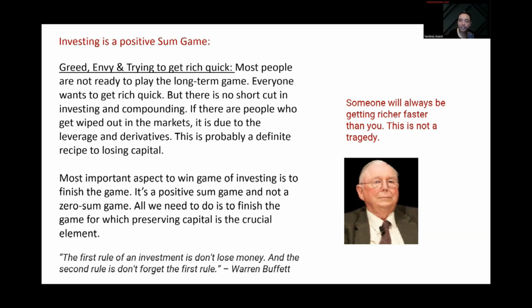Someone will always be getting richer faster than you. This is not a tragedy. We have to keep this in mind. What Charlie Munger said: when we see peers getting rich faster, somebody getting lucky with Bitcoin, with a trade, with some investing, some real estate, whatever, somebody will always keep getting richer faster than you. That's fine, but this is a positive sum game. We have to also get rich. We just have to get rich only once. That's what Buffett said. It could be at the age of 40, it could be 30, it could be 50. It doesn't matter. At the end of the day, we have to get rich only once, and after that we have to preserve the capital. So we have to keep this in mind and remove the envy and greed part out of it.